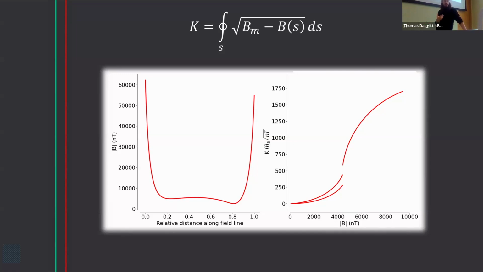And the reason we need K is that K effectively is a conserved quantity. So particles that mirror at a given value of Bm will always stay at the same value of K as they drift around the Earth. So it's useful to have K as basically the third coordinate we need to describe where our particle is. We can describe it in U and B and in K, and that gives us effectively a unique description of the path of the particle.